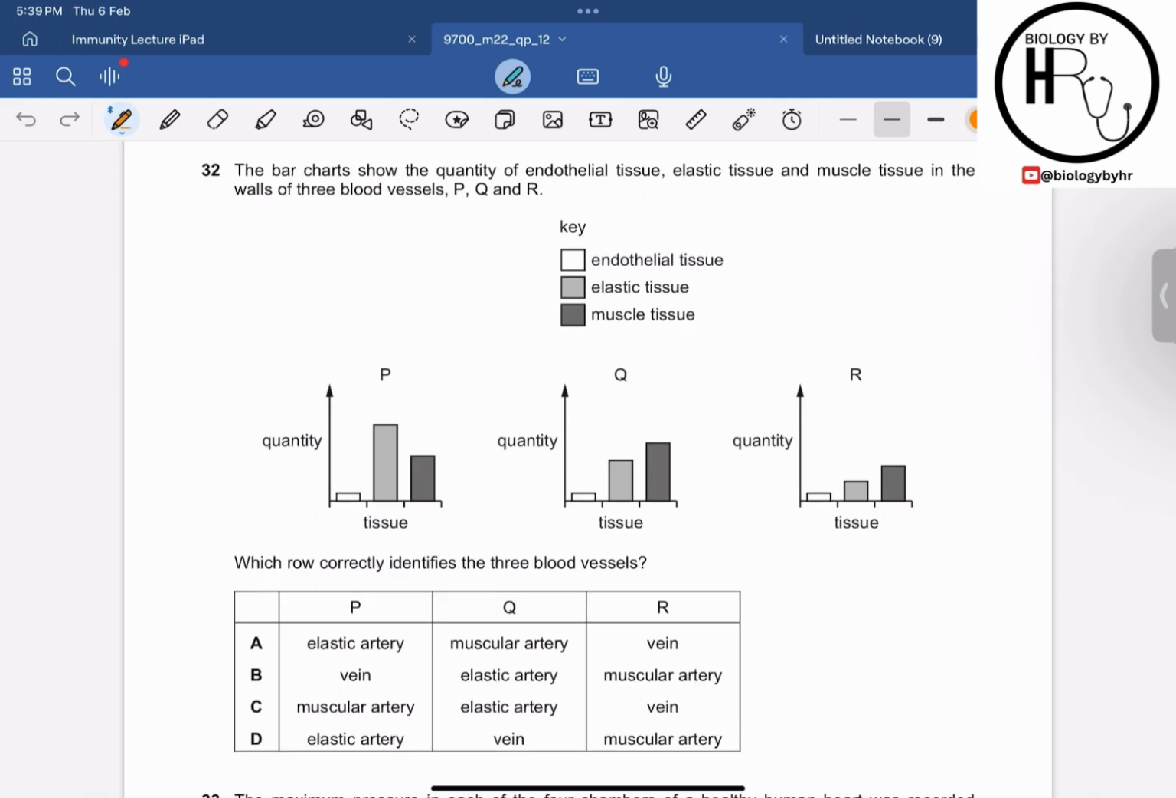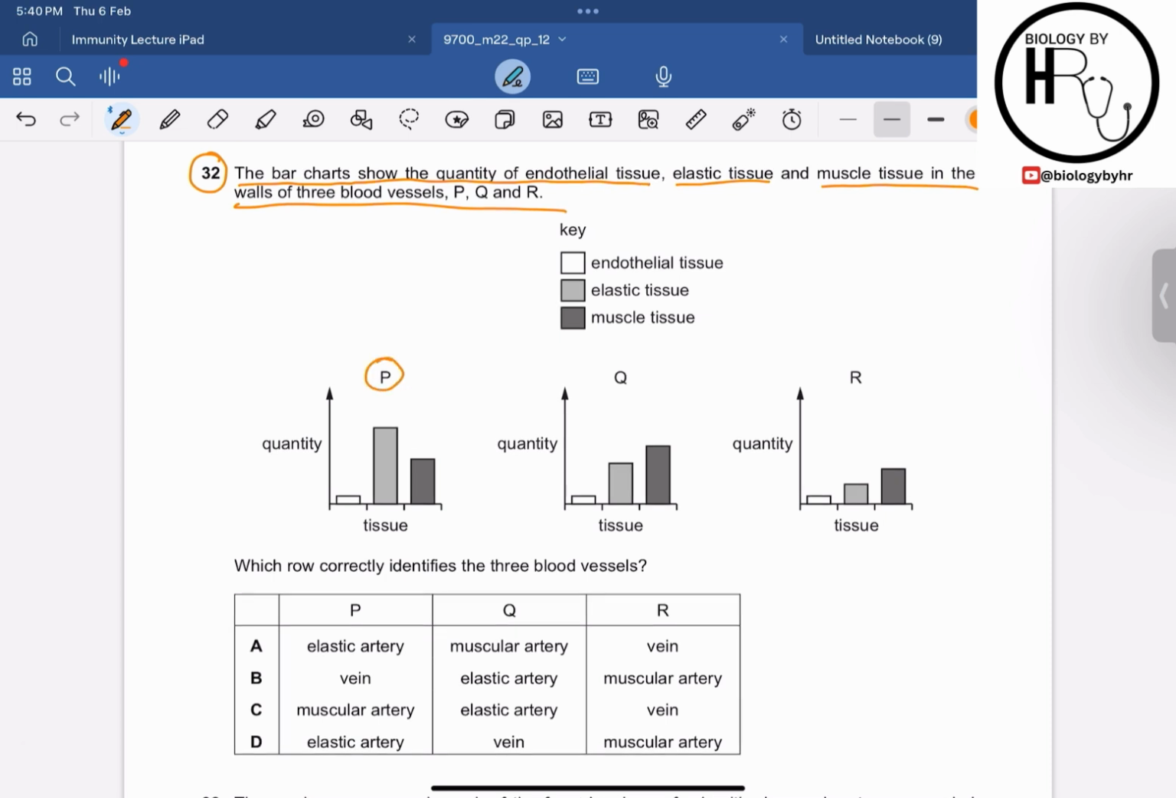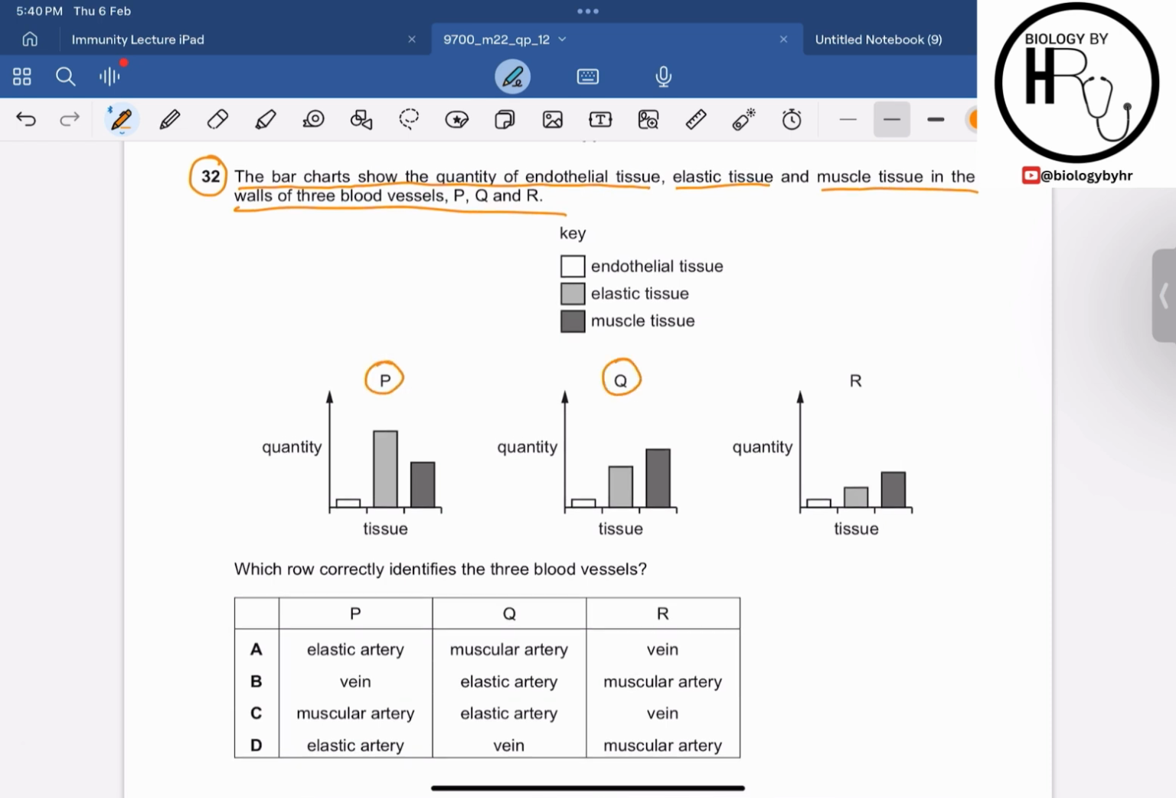Now let's have a look at what question 32 is saying. Question 32 says that the bar chart shows the quantity of endothelial tissue, elastic tissue and muscle tissue in the wall of the three blood vessels P, Q and R. Now this is the blood vessel P, then this is Q and this is R, and they are saying that this white box represents the endothelial cell, the grey box represents the elastic tissue and a darker grey box represents the muscle tissue.